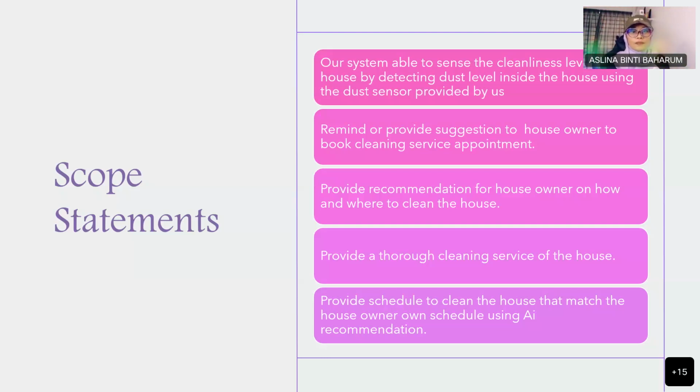Of course it can suggest when an overall, thorough cleaning is needed, so it automatically provides it. Or you can divide it: one is remind and suggestion, another is provide thorough cleaning. Alright, good. Okay, finally group C1 has proposed a better idea.